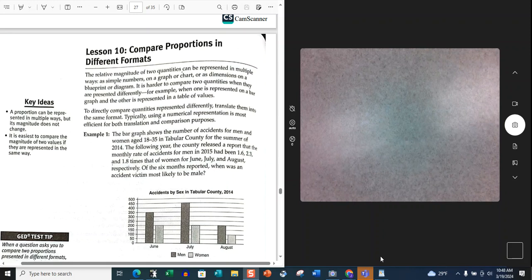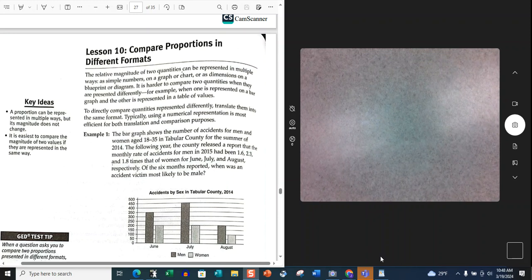Hello class, we're about to start lesson 10, compare proportions in different formats. The relative magnitude of two quantities can be represented in multiple ways, as simple numbers on a graph or chart, or as dimensions on a blueprint or diagram.